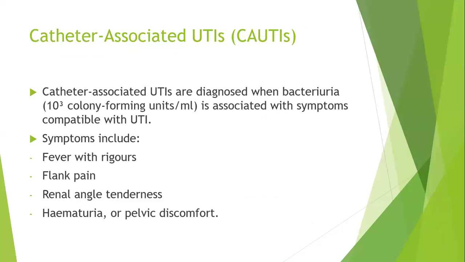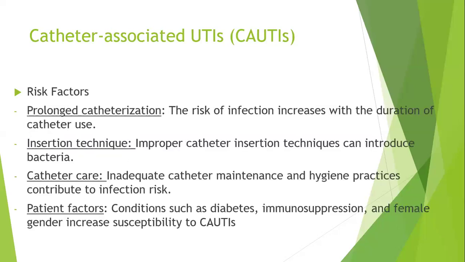All right, the next healthcare associated infection that accounts for an infectious cause of fever in our ICU is catheter associated UTI. It's usually diagnosed when you have bacteria at 10 to the power of 3 colony forming units per mL, and there are associated symptoms like fever, renal angle tenderness, hematuria, and all that, especially for patients who have prolonged catheterization in the ICU. Risk factors for catheter-associated UTI include prolonged catheterization.